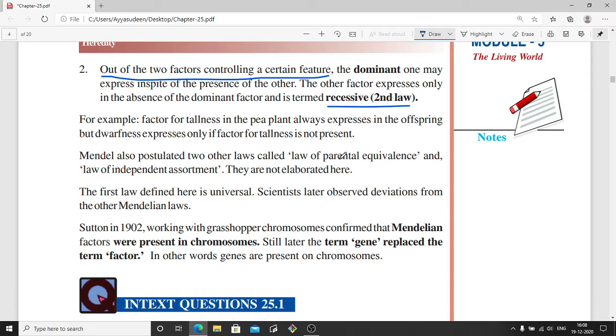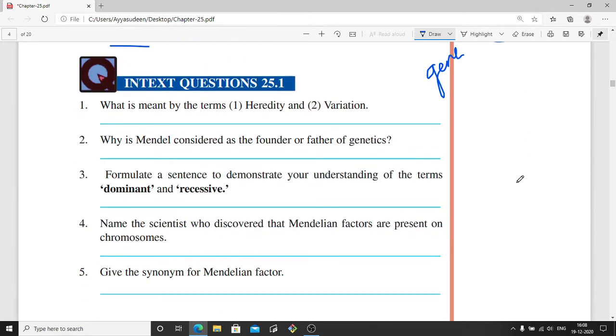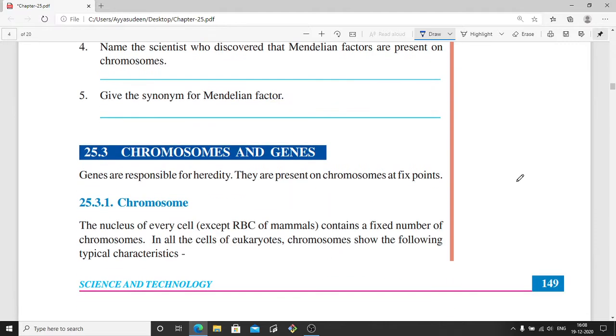law. Then there are laws like the law of parental equivalence and the law of independent assortment. We are not seeing all those things here, so you can read about this. Later, Mendel called that a factor. He said there is one factor which determines this. Later, scientists discovered that it is a gene, and the gene replaced the term factor. So they started using the term gene. Two different genes determine the characteristic or feature of the plant.